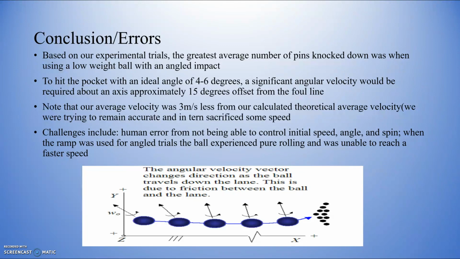Challenges that were included were human error, because we weren't able to control the initial speed every time, and we weren't able to control the spin. When the ramp was used during the angle trials, the ball experienced pure rolling and was unable to reach a faster speed.